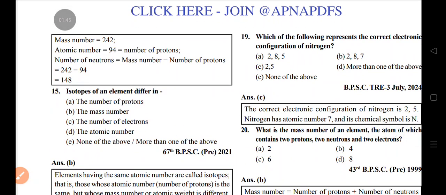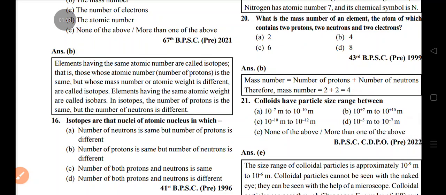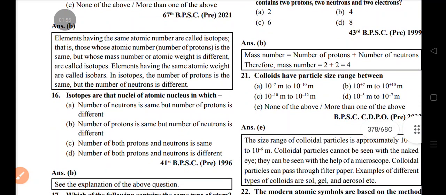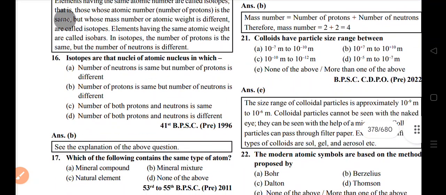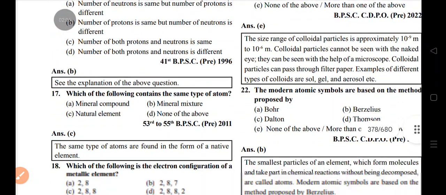Isotopes of an element differ in mass number but have the same atomic number. Isotope nuclei are atomic nuclei in which the number of protons is the same and the number of neutrons is different. Which of the following contain the same type of atom? Natural element.